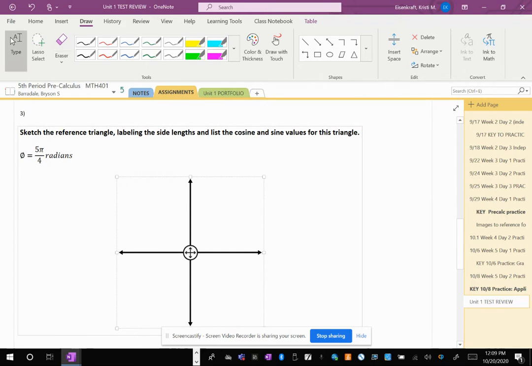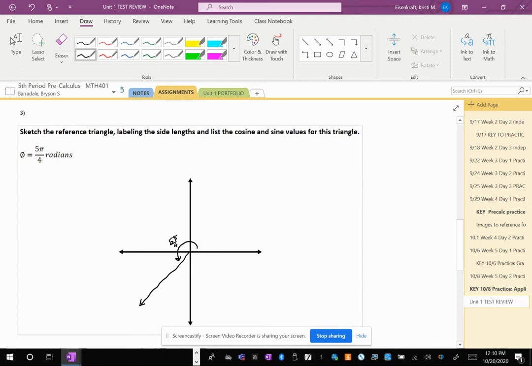Sketch the reference triangle, labeling the side lengths, and list the cosine and sine values for this triangle. So here we go. This is weird. 5/4 pi radians is, let's see what we've got going on here. You could just do the conversion, but sometimes we like to think of this in degrees so we understand it. But I know this is 0 radians. I know all the way over here is pi radians. So this is pi halves. Half of a half is a fourth. So 5 pi fourths would be like right here in the middle.